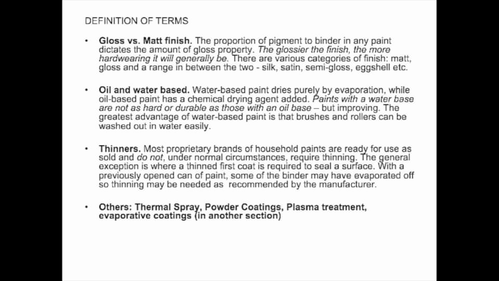The term thinner refers to a solvent that is used to thin or control the viscosity of paint. But in many cases, a thinner is not necessary. In fact, it is not good to thin a paint before using it because a paint is usually optimized with the right viscosity when you first apply it. Now, other types of coating methods, which we will review as well in this time together, include thermal spray, powder coatings, plasma treatment, and different types of solventless coating methods.